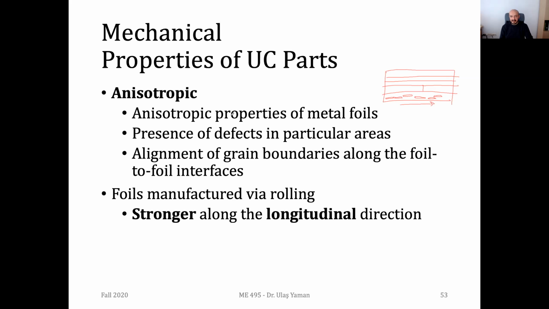You'll have different strength values in, let's say, X. Assume that this is X direction, we have Y, and in the cross section, you'll obviously have the Z axis, and the strength will be obviously different in these directions. So what do you think? In which direction are you going to have the maximum strength?